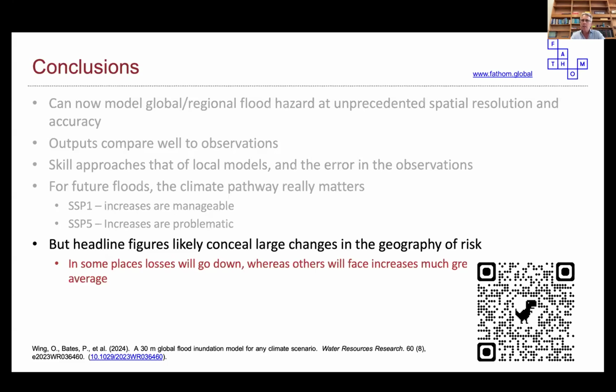And many climatologists confuse rainfall with flooding. Those are not the same thing. Neither is rainfall, neither is river flow flooding. There's a non-linear transform from rainfall to river flow and from river flow to flooding. And you need both of those non-linear transforms in order to get to the risk.